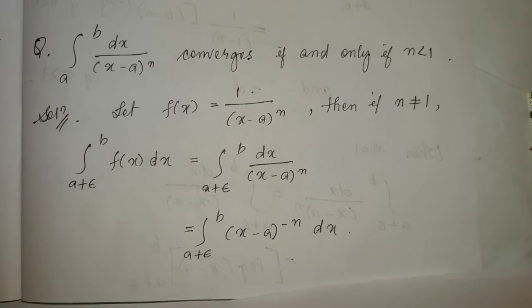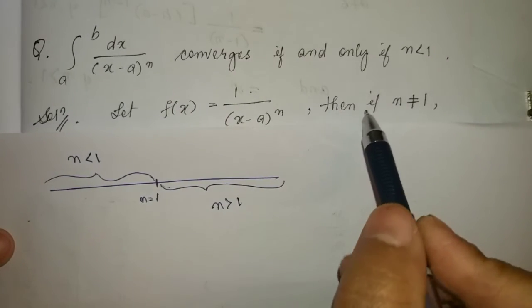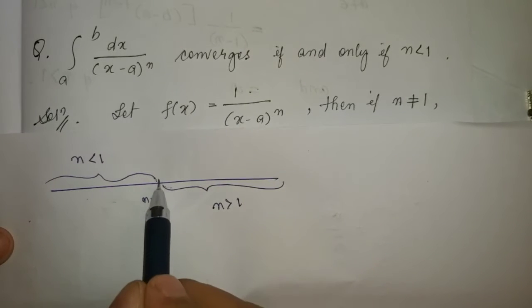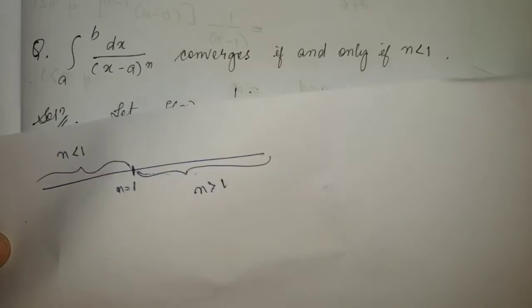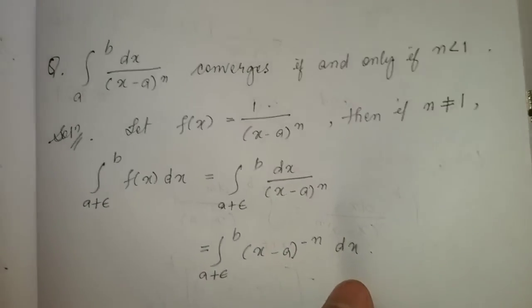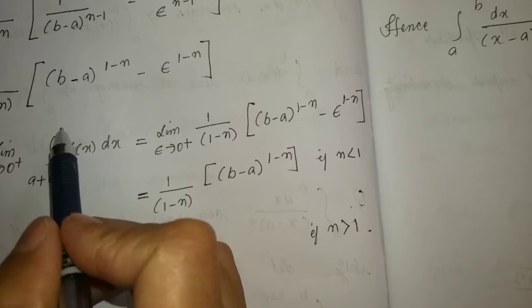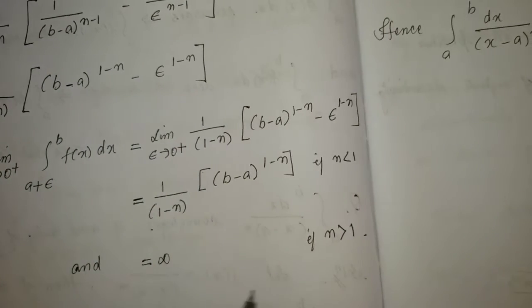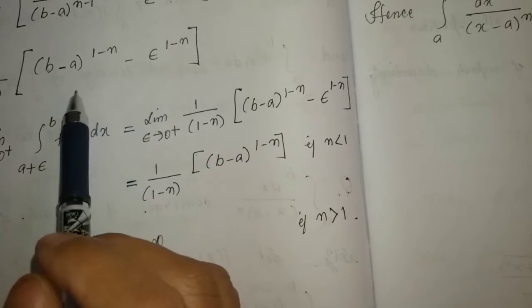If you check your note, then I've written: first I find out when n is not equal to 1, not at this value n equal to 1. I find out first for n greater than 1 and n less than 1. If you turn your page, you'll come to this stage here.